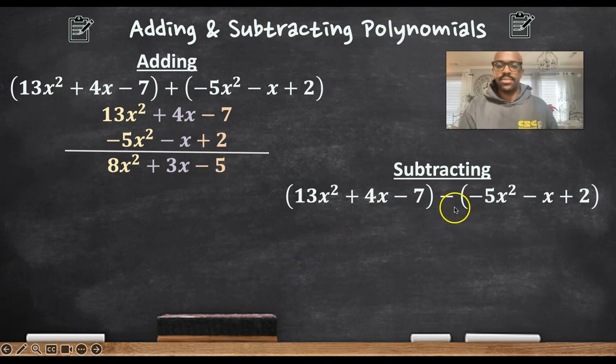Now let's look at our subtraction example. So 13x squared plus 4x minus 7 is not adjusted.